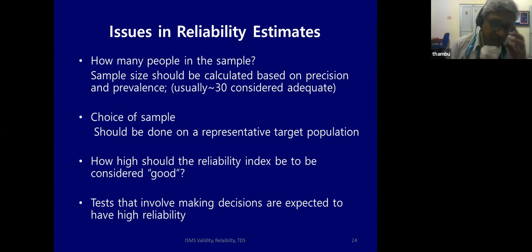Then you must ask yourself, how high a reliability index is reasonable. You may say, I want a kappa of 0.9. Somebody else may say 0.5 is good. So you must make some sort of a decision with your group. How good do I want it to be? One guidance is, if it's going to inform a big decision about treatment or prognostication or whatever it is, the more important that reliability index is in the decision making, the higher a kappa you want for that particular study. So these are some of the issues about sample size and the choice of the sample.